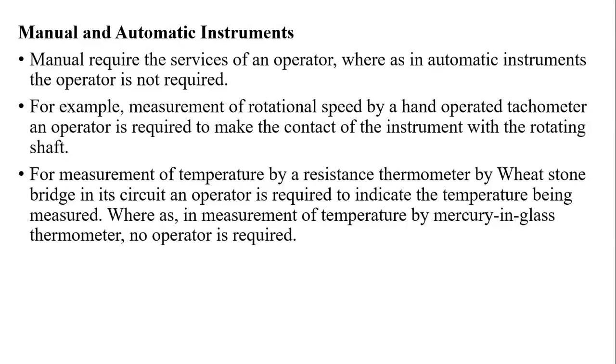So what are the manual instruments? Manual instruments are those instruments which require some kind of manpower to handle them. Okay, they cannot work by themselves, so for that purpose we need some kind of human intervention for measuring the quantity. Manual instruments require the service of an operator, whereas in an automatic instrument the operator is not required. In an automatic instrument we don't need an operator to operate the instrument, but in the case of a manual instrument we need manual intervention.